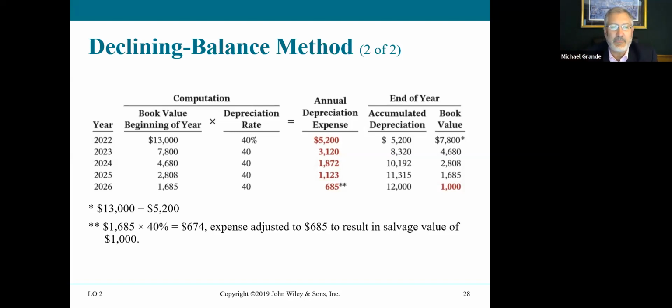So you can see that first year is $5,200. The last year is $685. It's an accelerated method.